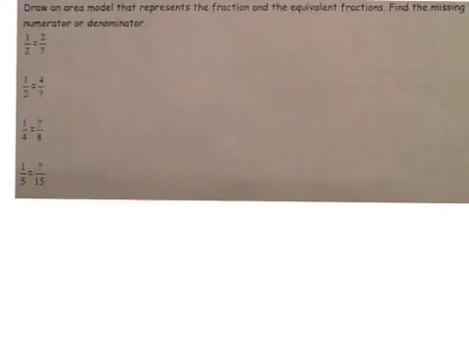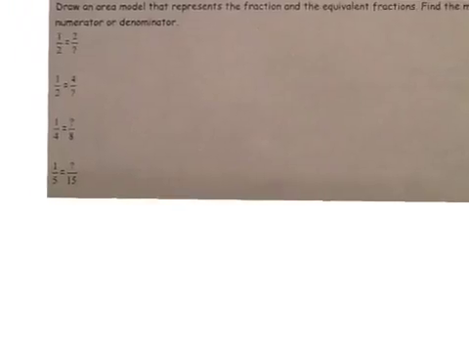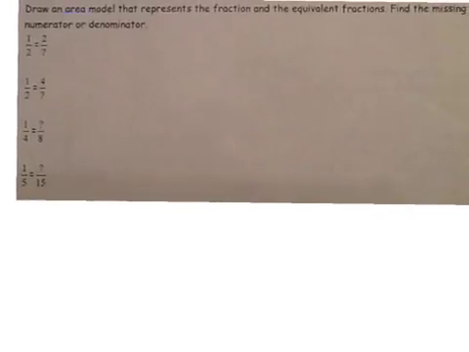Okay, for the next part, we're going to again draw area models to represent the fraction, and then we're going to find the equivalent fractions. And we're going to find either the missing numerator or the missing denominator. Now it's important when we look at this to figure out the numerator or the denominator, and we're always going to start with the bigger piece. So in this case we're going to start off with 1/2, and I'm going to draw that, and I will shade in half of it.